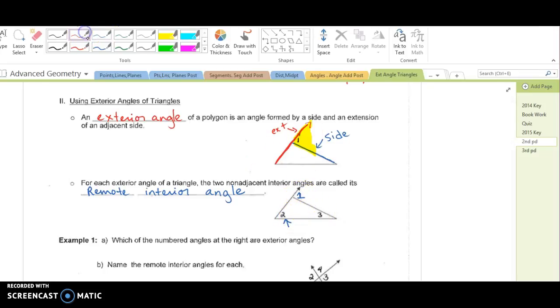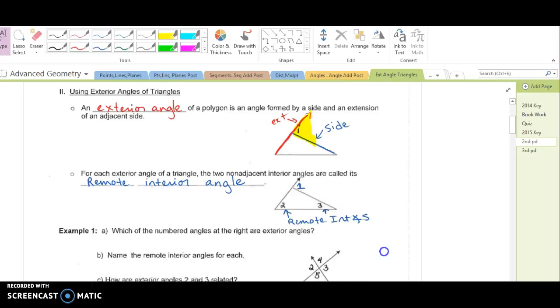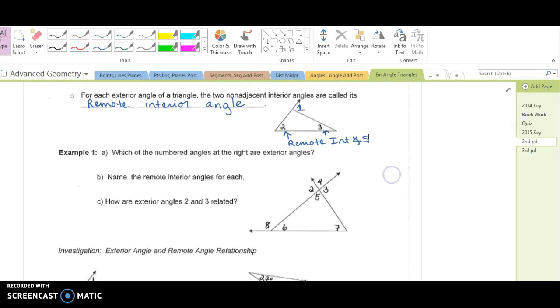So in other words, if I were to make an angle 4 here, that would not be a remote interior angle because that one is right next to angle 1. It has to be far away, on the other side of the triangle. So these are the remote interior angles that go with angle 1, relative to angle 1, the exterior angle.